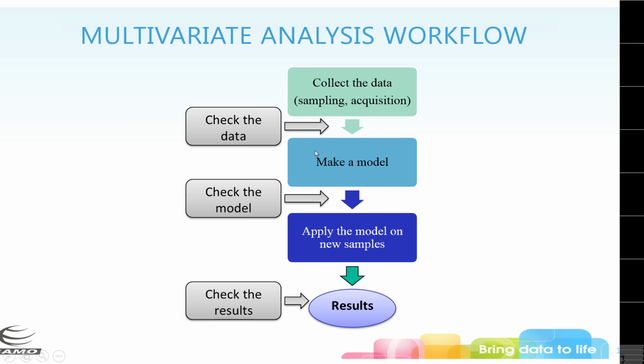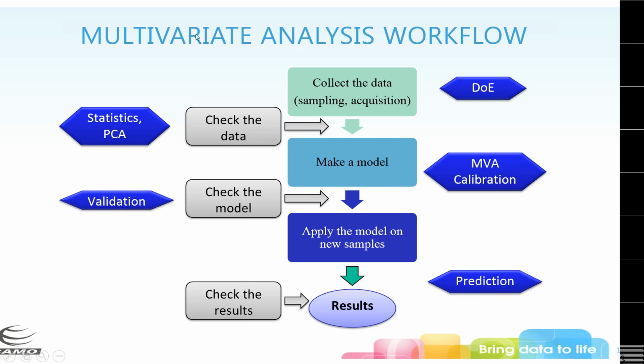You build a model, then you apply that model to new samples, or you check the model by testing it with the test set, then you apply it to new samples. You have some statistical validation for how accurate you think those results are, and then you can move forward. And these are the different steps along the way.